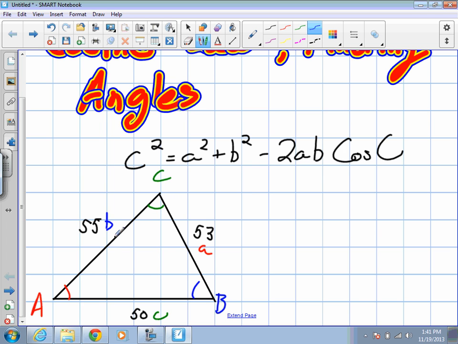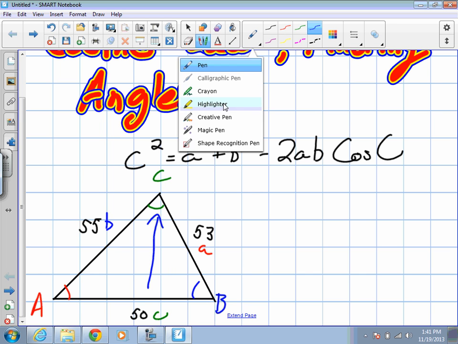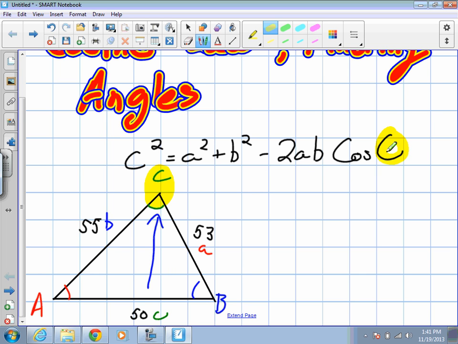Okay? So with that being said, we have a lot of information. We have the opposite side. We're looking for this angle. Well, in our formula, the angle is actually represented by the uppercase C at the end of the formula. Okay? So we're going to plug our values in. We know that 50 is the measurement of side C. So we're going to plug 50 in for C. 55 is the measurement of side B. So we're going to plug 55 in for B. And side A is 53, so we're going to plug 53 in for A.